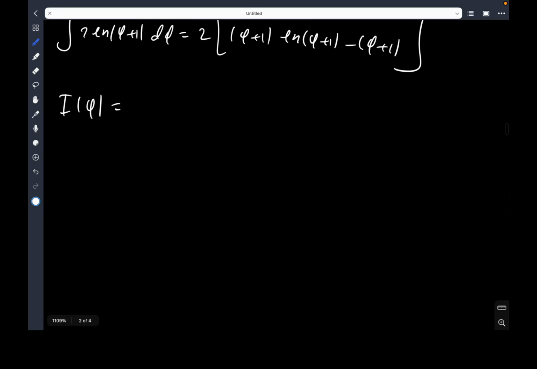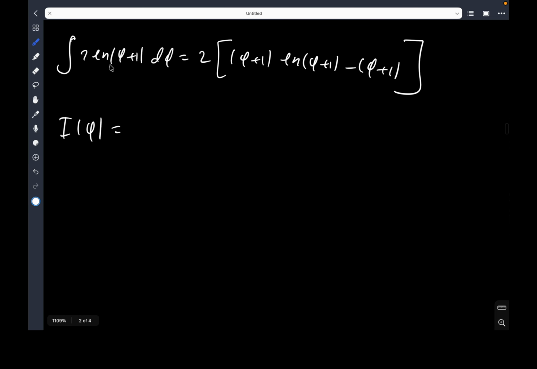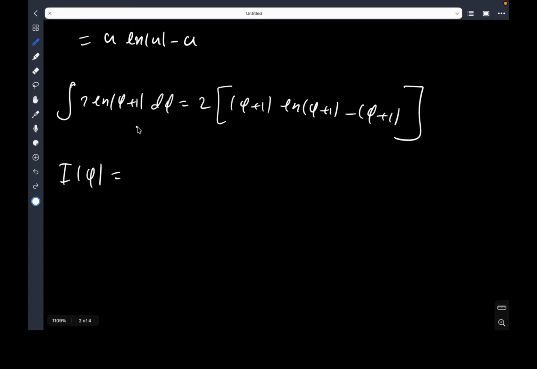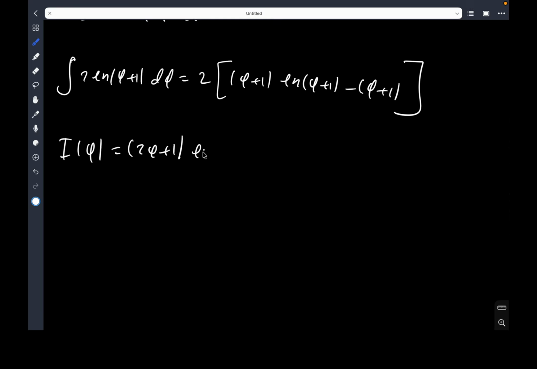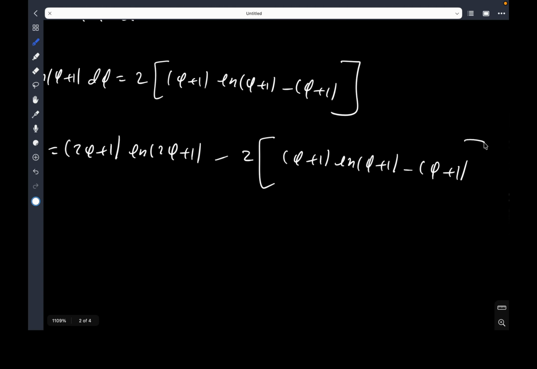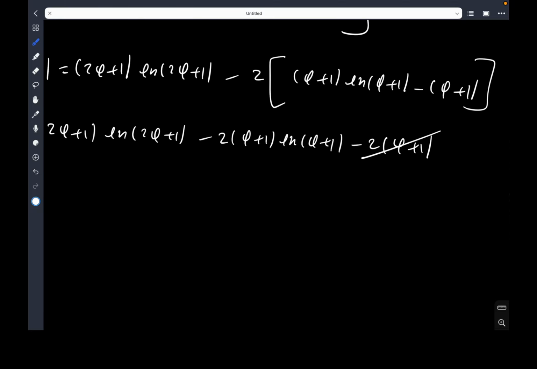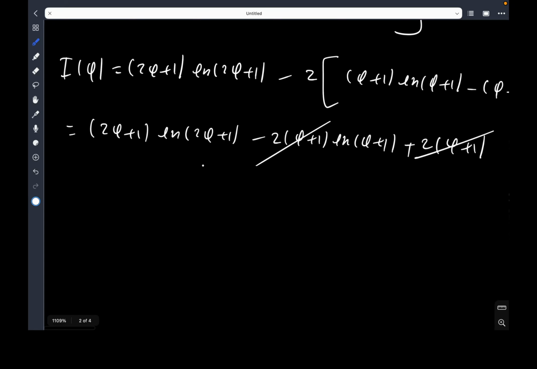Therefore, my I of phi is going to be, recall that u is 2 phi plus 1, therefore I'm going to get 2 phi plus 1 ln of 2 phi plus 1 minus 2 times phi plus 1 ln of phi plus 1 minus phi plus 1, and it's going to be 2 phi plus 1 ln of 2 phi plus 1 minus 2 phi plus 1 ln of phi plus 1 minus 2 phi plus 1. These two are going to go away.